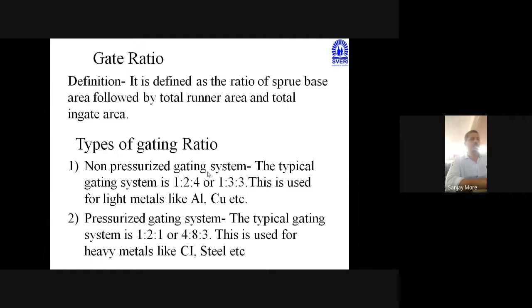Here, non-pressurized gating system means liquid molten metal goes through gravitational force, and pressurized gating system means you have to pour liquid molten metal with the help of a hydraulic or electric drive. Okay. See the description of non-pressurized gating system.